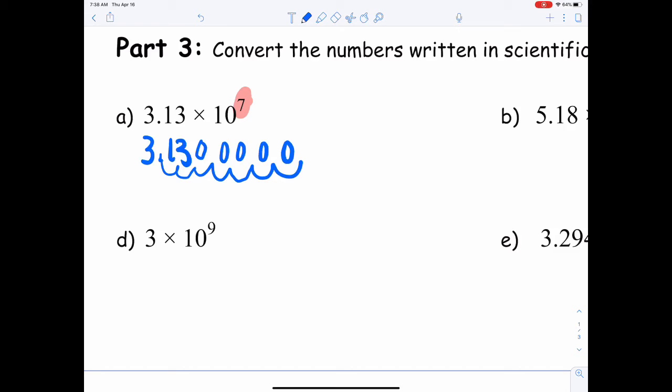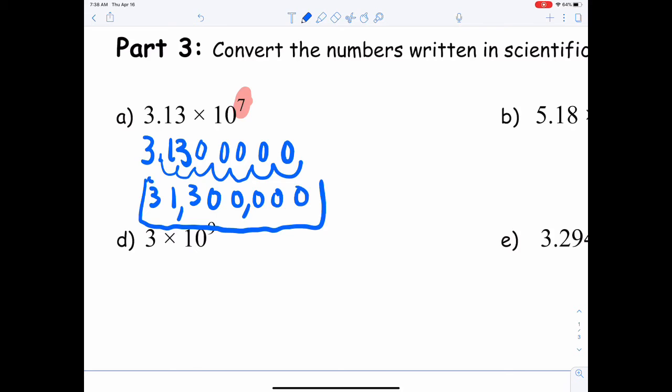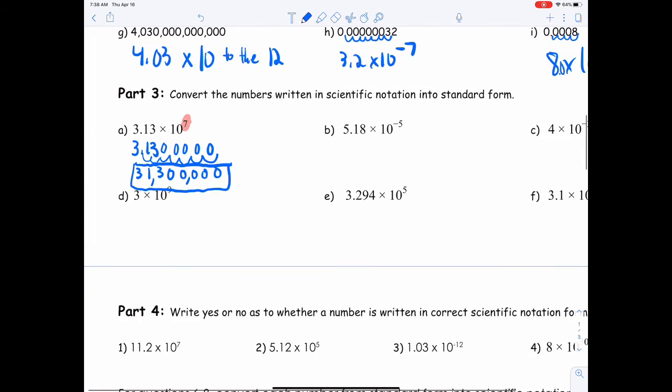All right? And then what I'm going to do is just rewrite the number nice and neat. So it looks like I have 5 zeros here. 1, 2, 3, 4, 5. And then I'm going to put my commas to make the number even more neat. So that's my final answer right there. Written nice and neat. All right, let's try B.